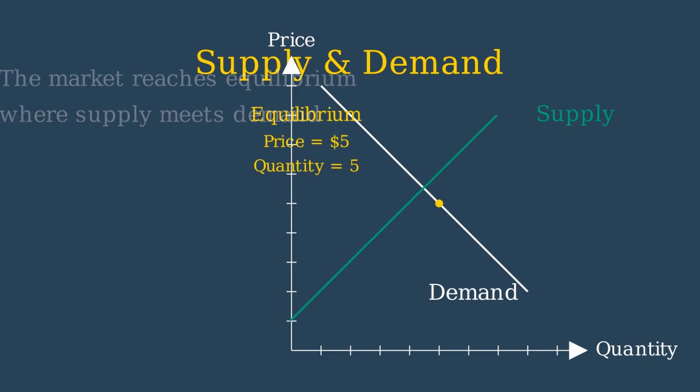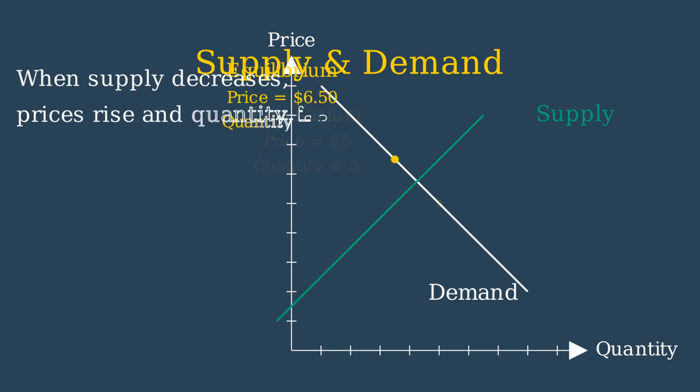When supply decreases, perhaps due to resource shortages or production issues, prices increase, and the quantity exchanged in the market falls.